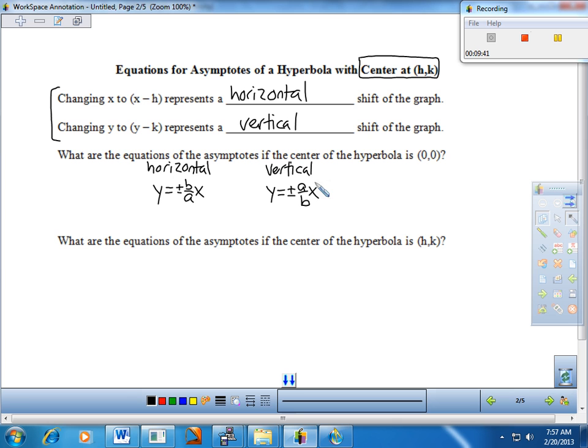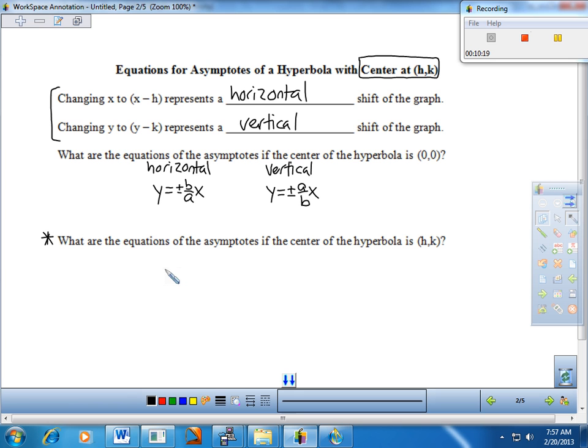Basically, if I want to shift the equations of the asymptotes off of the origin, where they have intersected before, either here or here, all I have to do is perform the shifts. Vertical shift would be replacing y with y minus k. Horizontal shift would be replacing x with x minus h. And so here we go one last time, and I'll put an asterisk next to this one. What are the equations of the asymptotes if the center is at h and k?